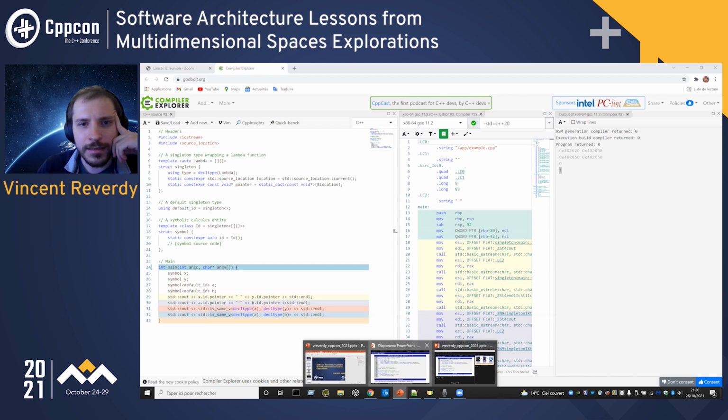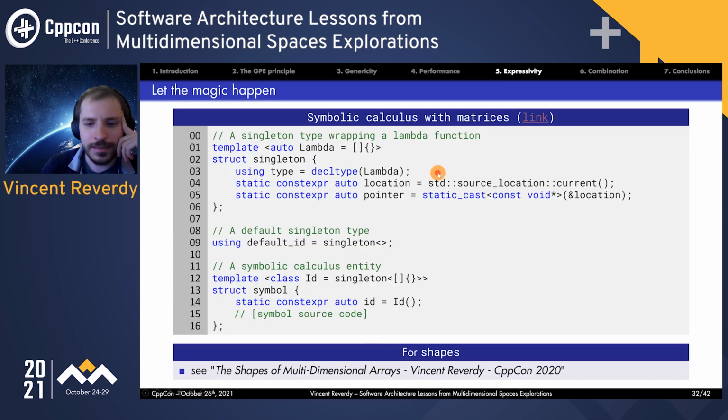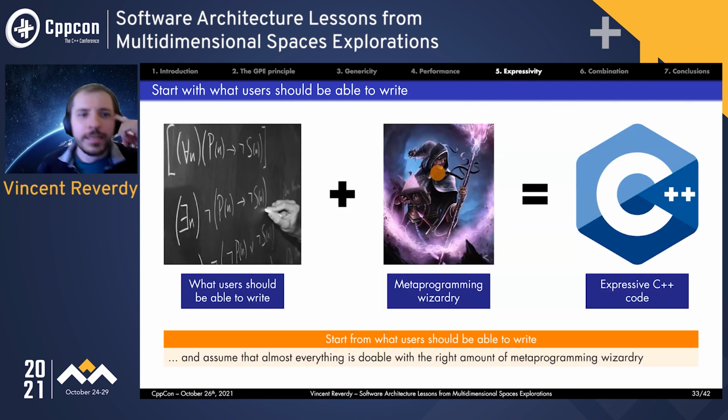So if I go back to that, oops. So the thing to remember when we are dealing with expressivity is that instead of starting with an implementation and seeing how we could simplify it, it's often better to start with what users should be able to write, and assume that almost everything is doable with the right amount of metaprogramming wizardry. And even in the case where metaprogramming cannot help you, there will probably be something that is close to what you want to define.